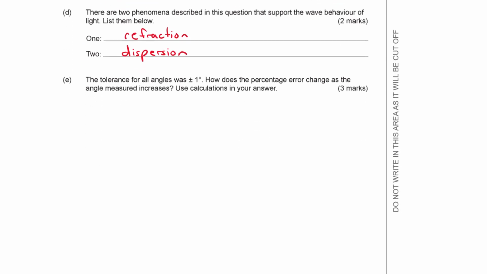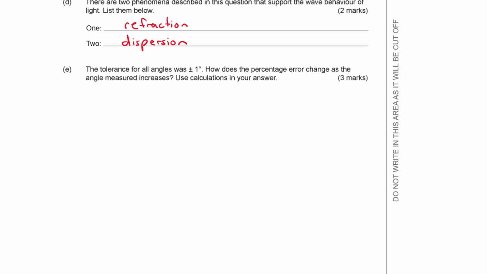Okay. So the next part of the question is asking about the percentage error if the tolerance for the angles, or the error for the angles themselves, was plus and minus 1. It's asking for calculations in my answer, and it wants you to talk about how the percentage error for the angles changes, not the sign of the angles. So it's not as difficult as it looks.